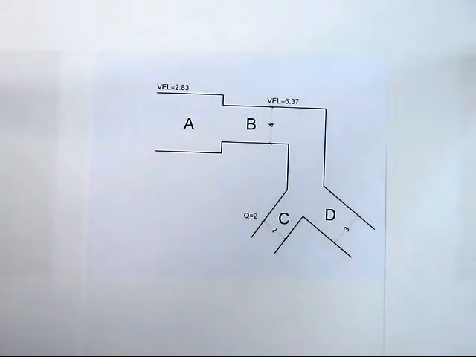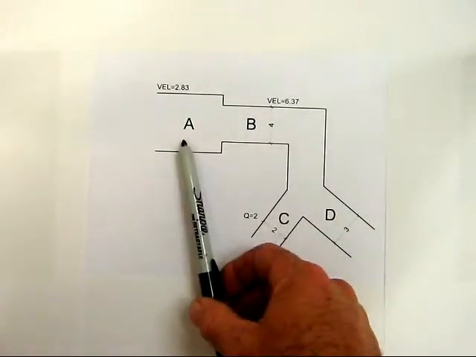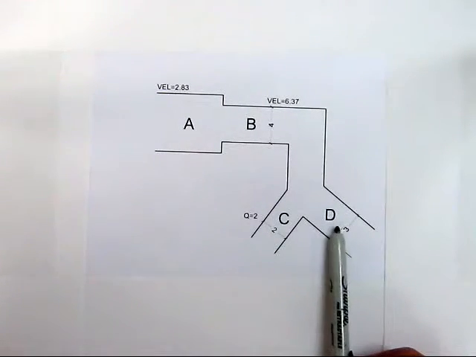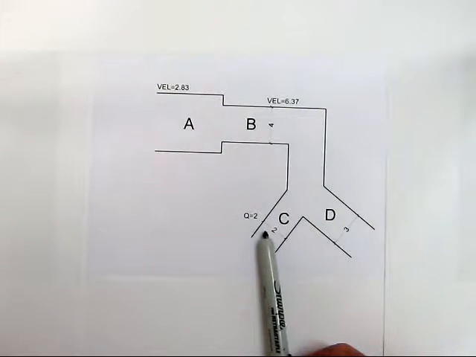Given a pipe system as shown in the diagram here, we're left with a problem, and we've got some missing information. We've got 4 pipes. A runs into B, B runs into C and D. We've got some information listed.